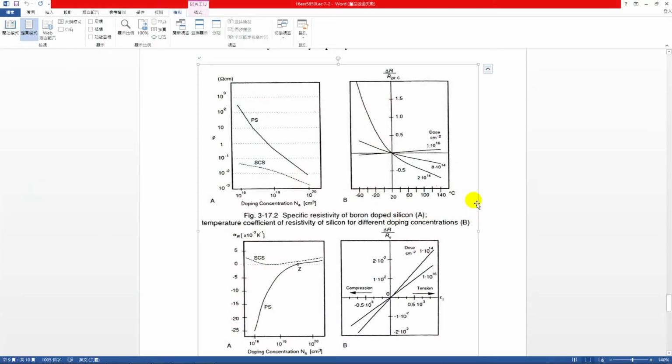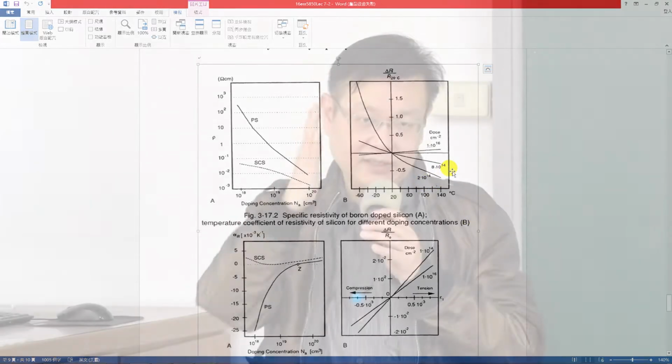That's the first one you need to understand. When you increase the doping level, the first curve you see here is 2 times 10 to 14. When you increase the doping level to 8 times 10 to 14, you can see the curve becomes flatter. It's not that steep. So that means the slope is smaller.